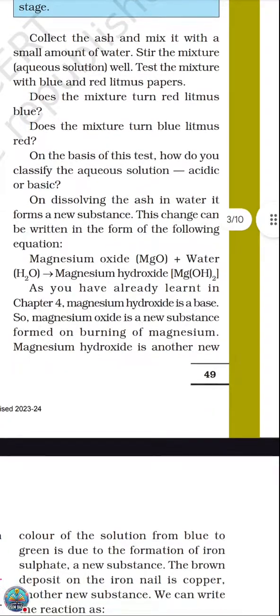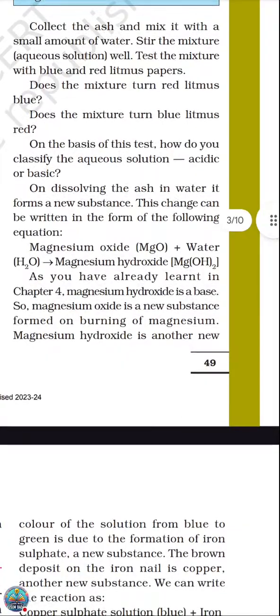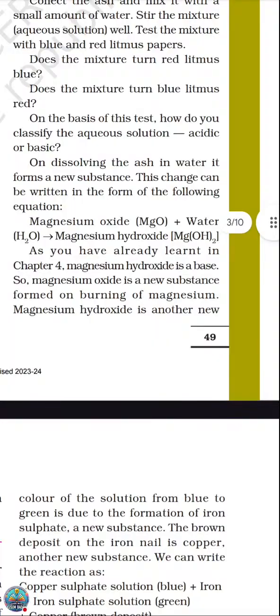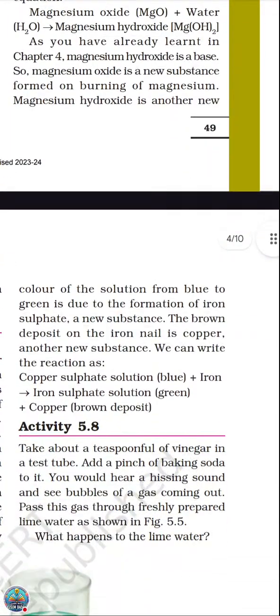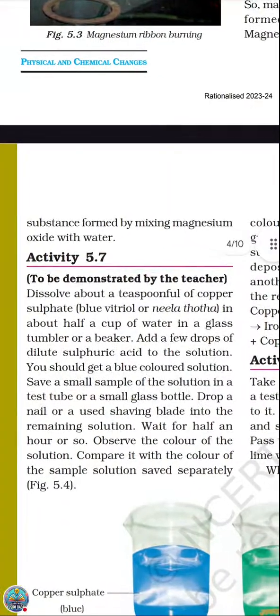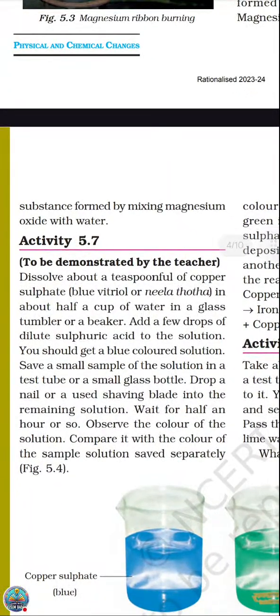Chapter 4, magnesium hydroxide is a base. So magnesium oxide is a new substance formed in burning magnesium, and magnesium hydroxide is another new substance formed in mixing magnesium oxide with water. So here a new substance is formed. Then next, what is another activity?